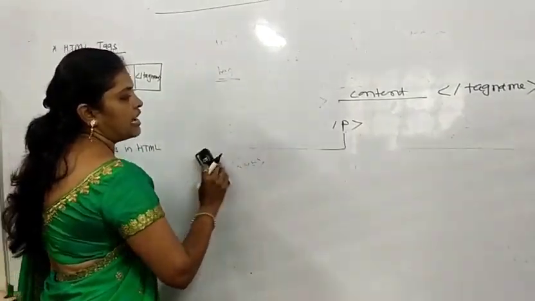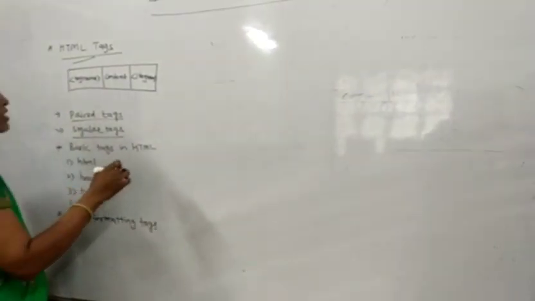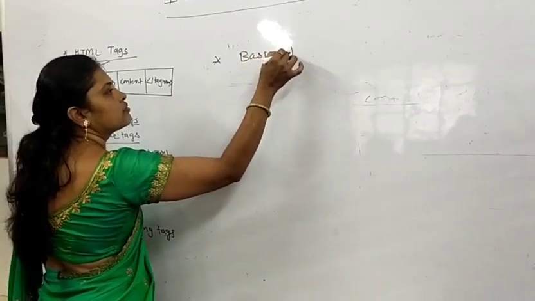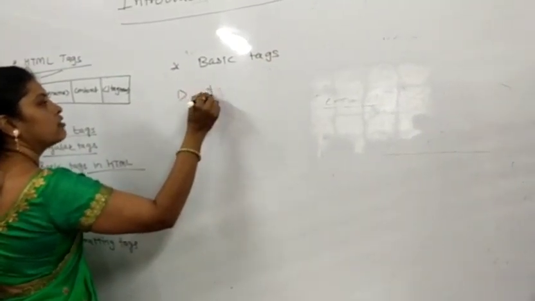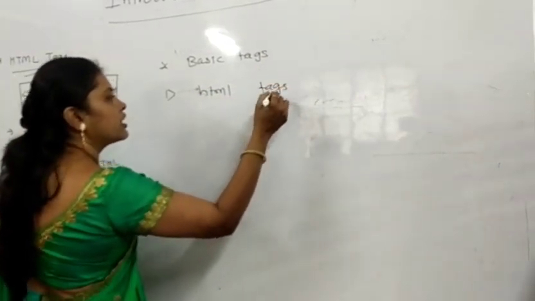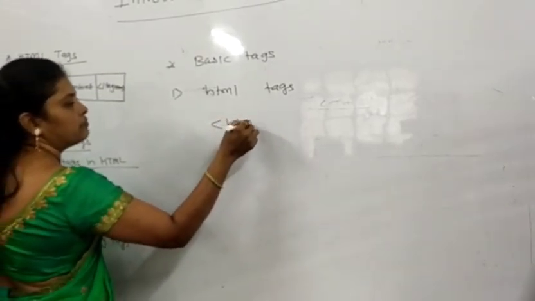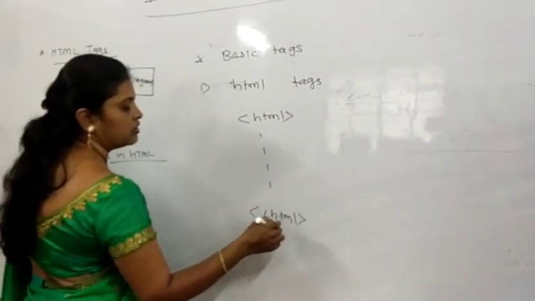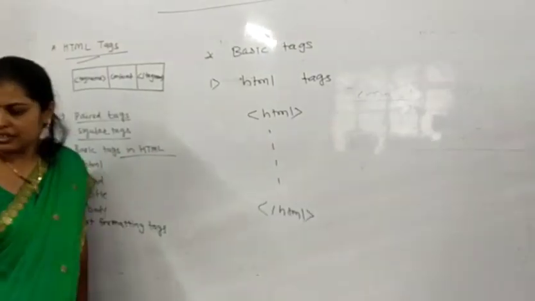Then there are many tags in HTML, and those tags are structured within various categories. The first category of tags is the basic tags in HTML. What are the basic tags? The first tag is the HTML tag, or it is called the document tag. The HTML tag is used to create the HTML file. The HTML tag syntax is less than HTML and slash HTML. In this HTML tag, your whole document is contained with the header section and the body section.